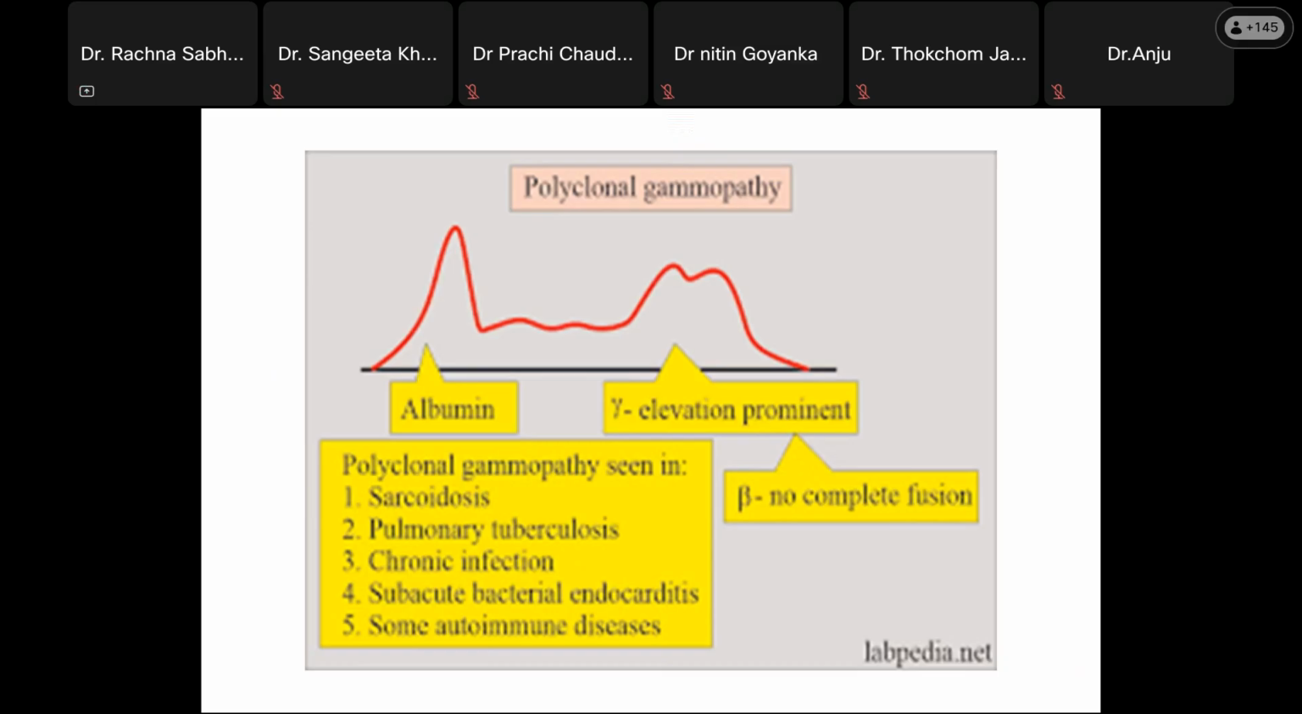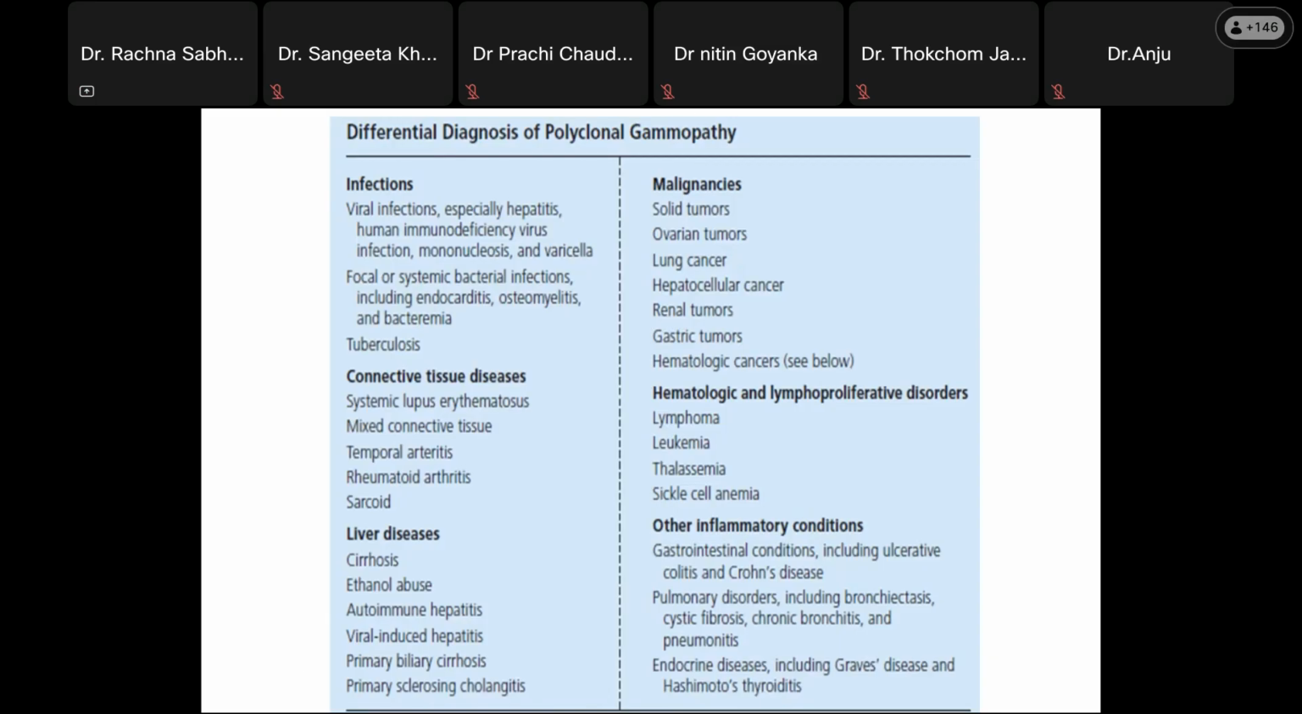So this was about monoclonal and polyclonal gammopathies. Polyclonal are generally not malignant. So this is the differential diagnosis. Just have a look at this table. Infections, connective tissue diseases, liver diseases. They all lead to this; this is a differential diagnosis between monoclonal and polyclonal gammopathy. Yeah, this is a differential diagnosis of polyclonal gammopathy.